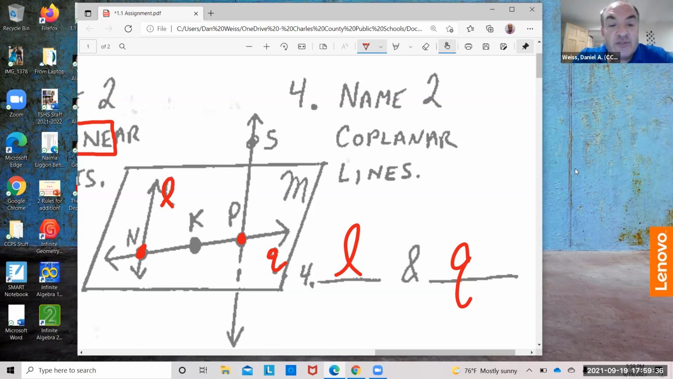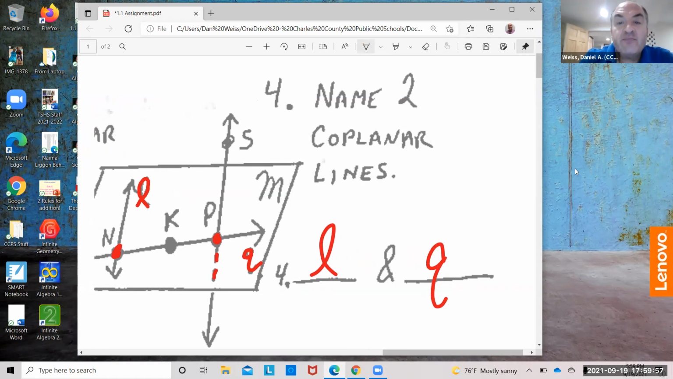Line S, you're supposed to see, ideally, see how it's going through the plane? This dashed line means it goes through the plane. That's what's happening there. It's going through the plane. That's what the dashes mean. The dashes mean that's part of the line you can't see, but you know it's there, okay?